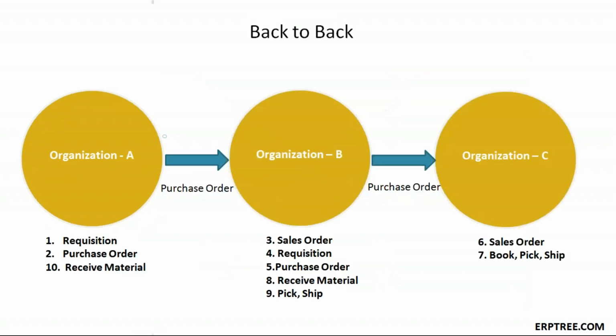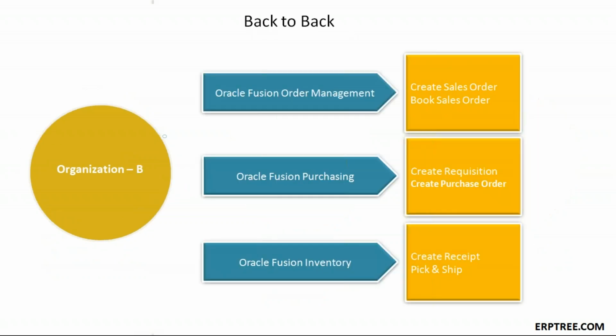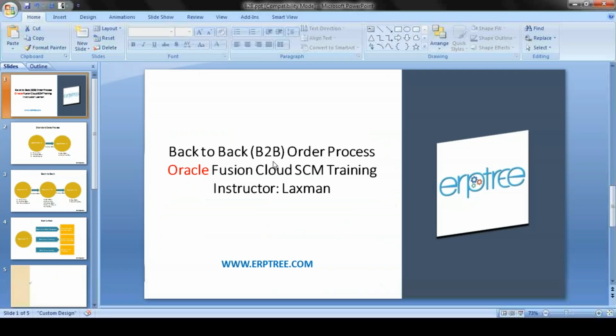So now we are taking the case of the back-to-back order process, which can be handled by organization B as per our example. If organization B is going to implement Fusion applications and use Fusion SCM, what setups they have to perform and how the process will work, we are going to see in this session. First we'll see what setups we have to perform within this application to execute the back-to-back order process.